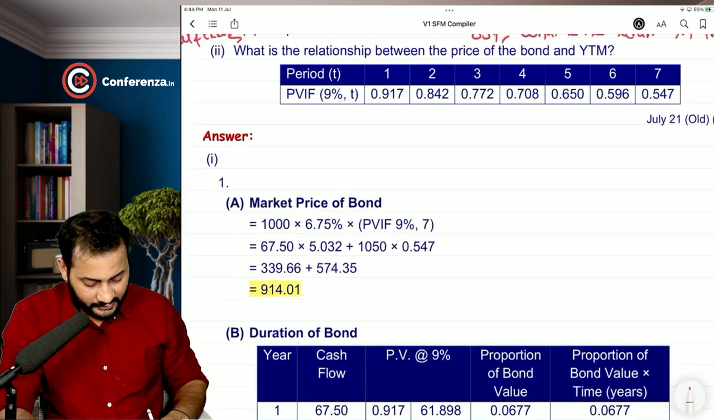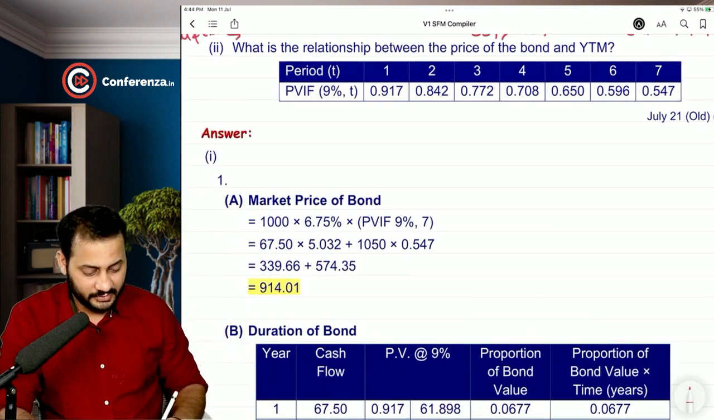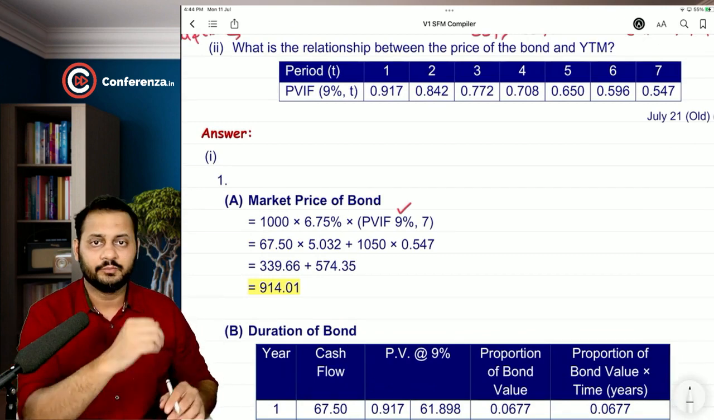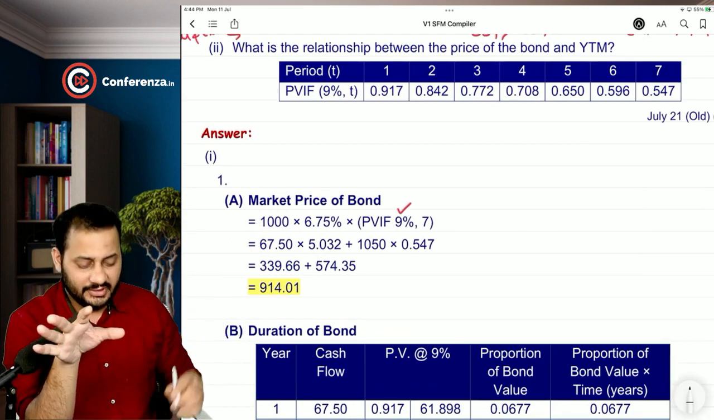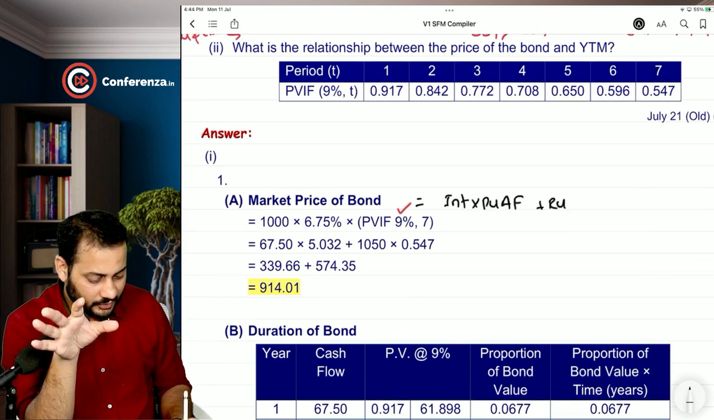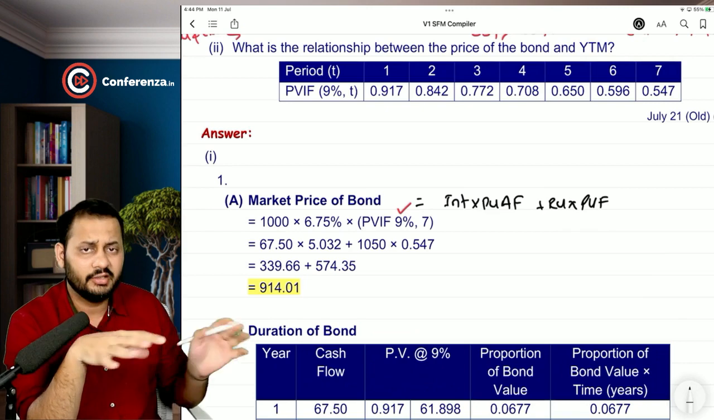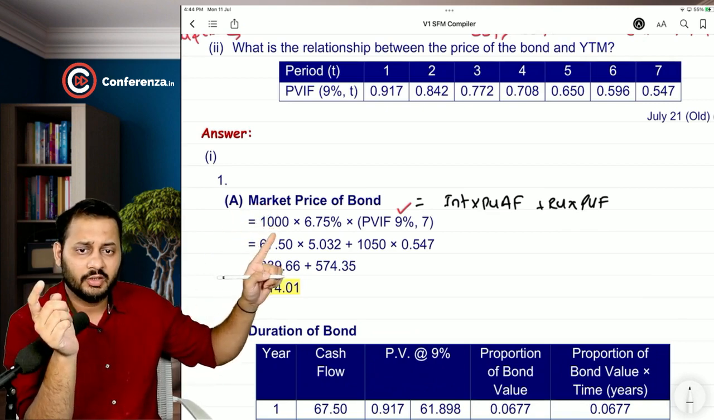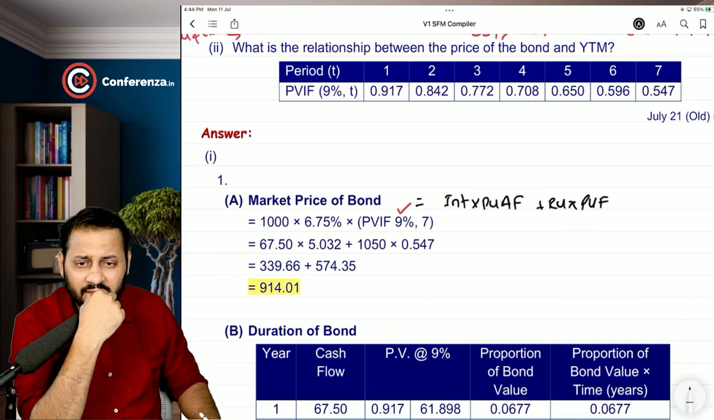Okay. First of all, market price of the bond at 9% YTM. Have some analytical understanding. You are going to use the same method of calculating the market price, that is interest into present value annuity factor plus redemption value into present value factor. Many times we have used this formula, so that's why I'm not repeating. 1000, what is exactly they have done? Let me check.